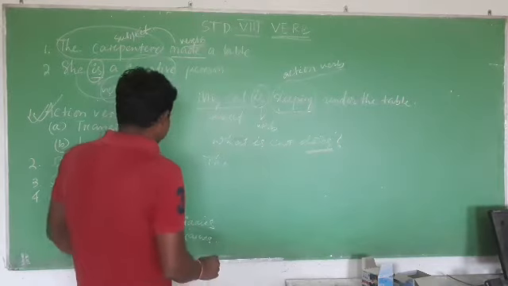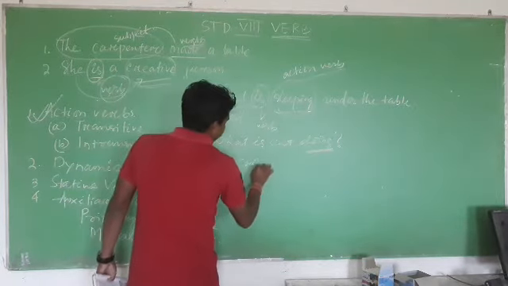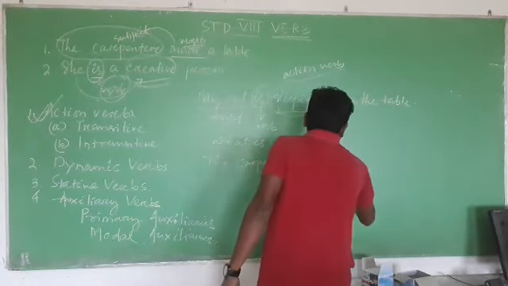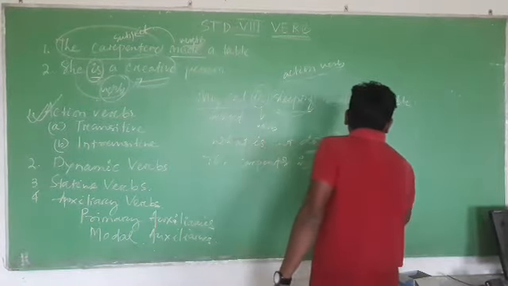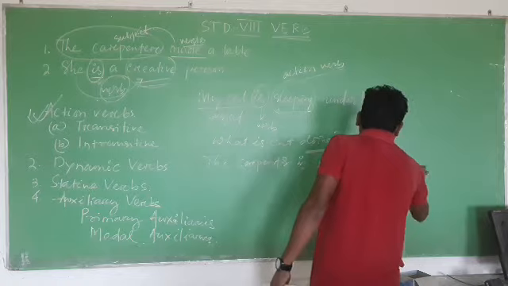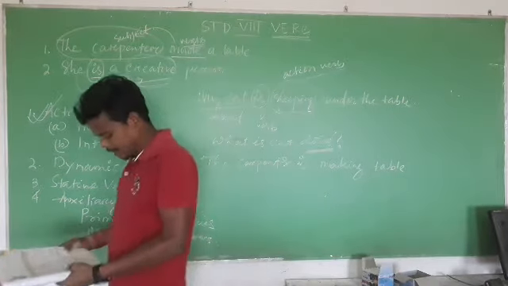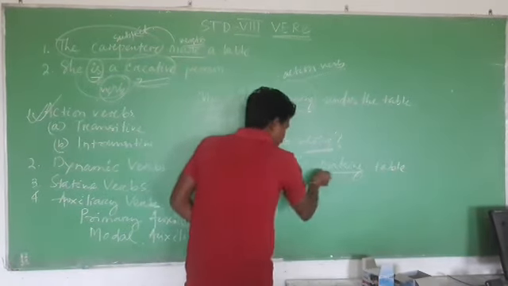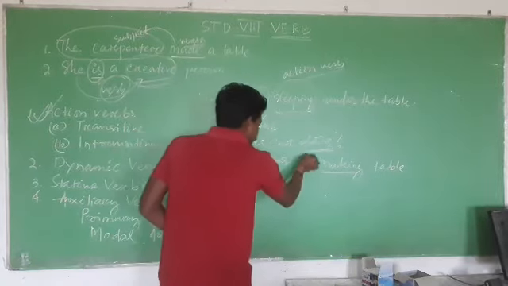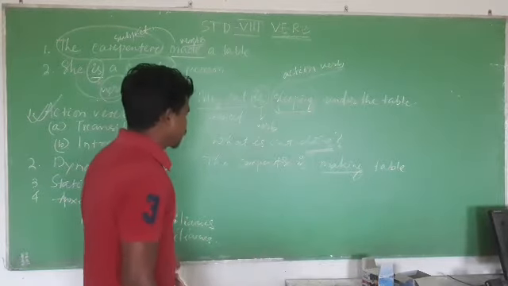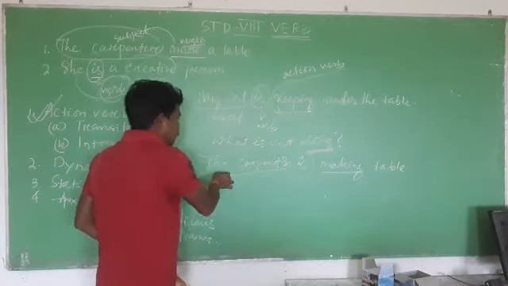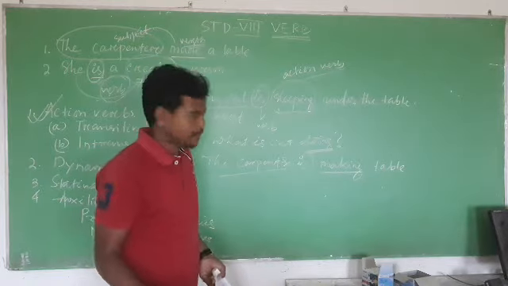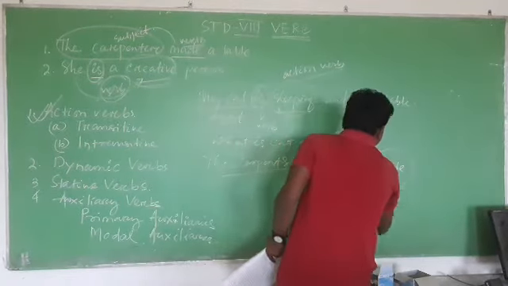Very simply, see the sentence: The carpenter is making what? Chair or table. The carpenter is making a table. See here, the verb is what? The action verb, making. And the carpenter is the subject. So what is the carpenter making? Table. So this is the direct object.